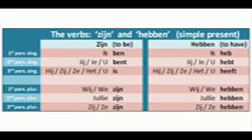Okay, first the two verbs zijn and hebben in simple present tense. I will read them to you out loud. Ik ben, jij/je/u bent, hij/zij/ze/het/u is, wij/we zijn, jullie zijn, zij/ze zijn. The verb hebben: ik heb, jij/je/u hebt, hij/zij/ze/het/u heeft, wij/we hebben, jullie hebben, zij/ze hebben.